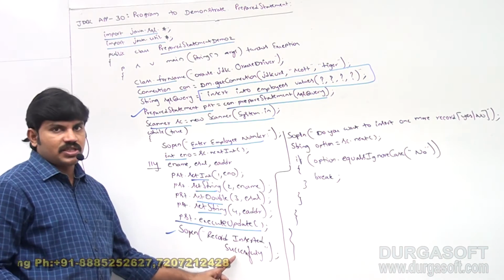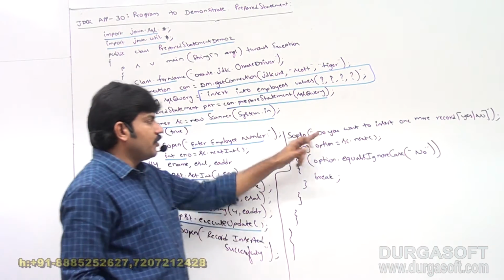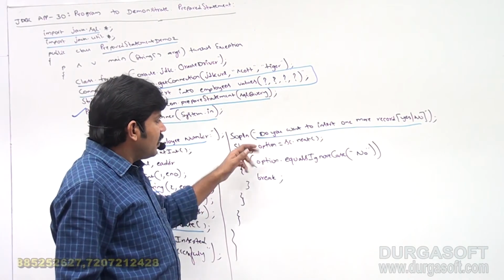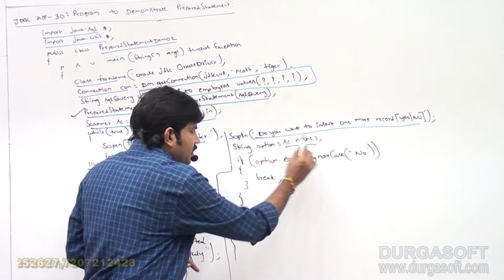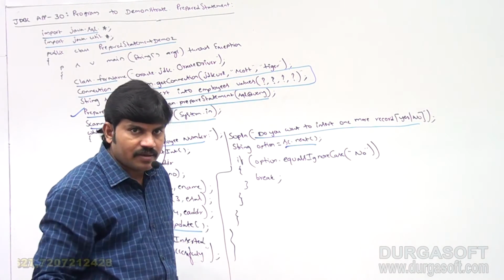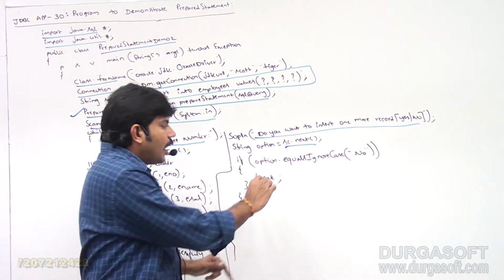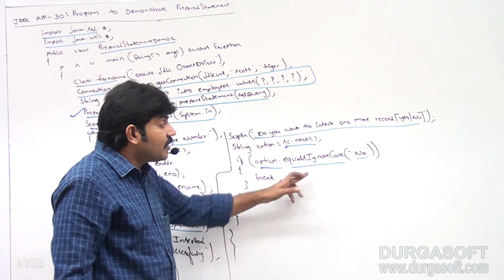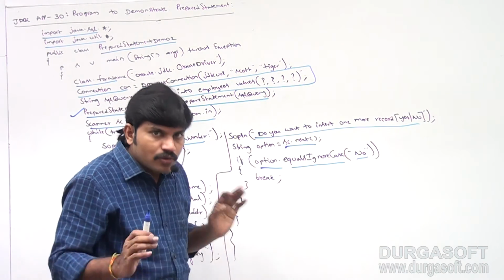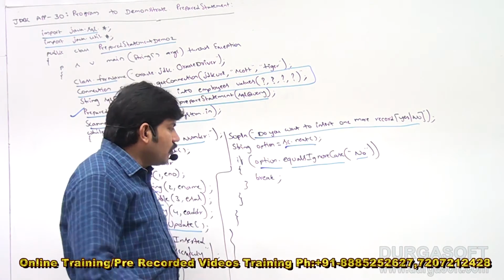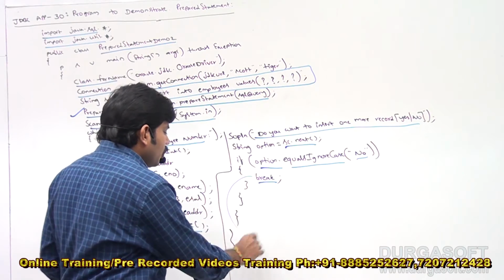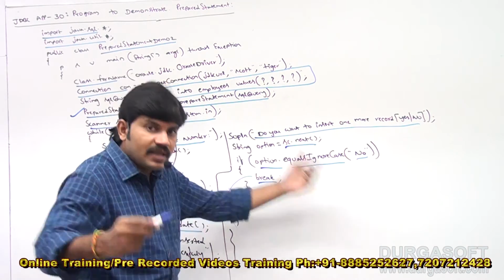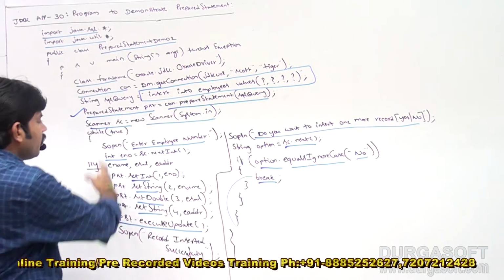Now the record will be inserted successfully. Record inserted successfully. Same while loop continuation: do you want to insert one more record? Yes or no? String option is equal to sc.next, reading the option the end user entered. If option equalsIgnoreCase no, meaning the end user does not want to insert one more record, immediately break and come out of the loop. If the end user entered yes, the while loop will continue once again.